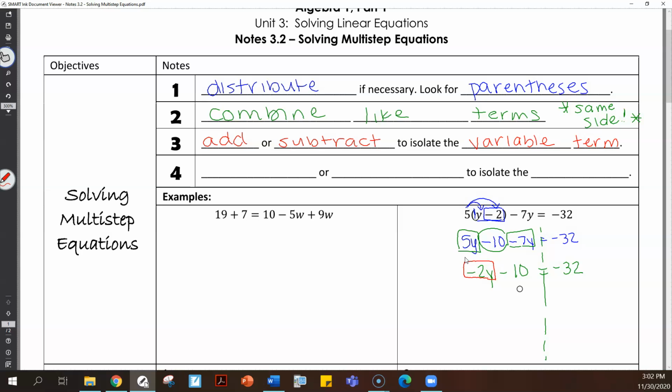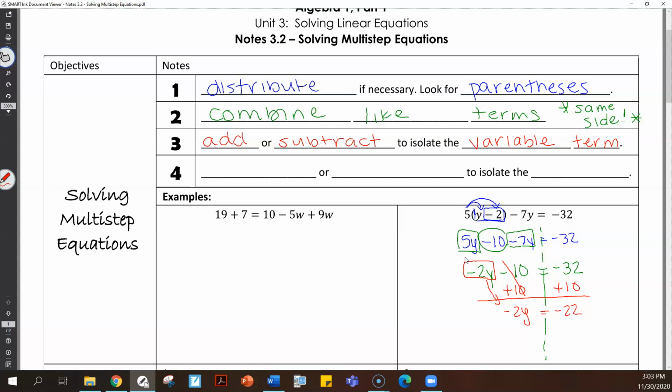Currently, that's not by itself. Right now, that negative 10 is keeping that term from being alone. So I'm going to add 10 to both sides so that I can get rid of that. My 10s are going to go away. I haven't done anything to negative 2y, so negative 2y comes down. Then I just solve this over here. So negative 32 plus 10 is negative 22.